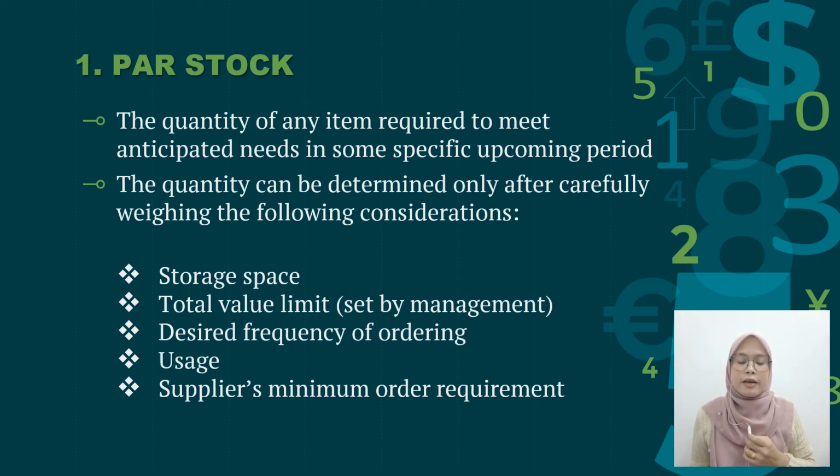The quantity can be determined only after carefully weighing the following considerations. There are five. First, storage space; total value limit, which is set by management; desired frequency of ordering; net usage; and the last, supplier's minimum order requirement.